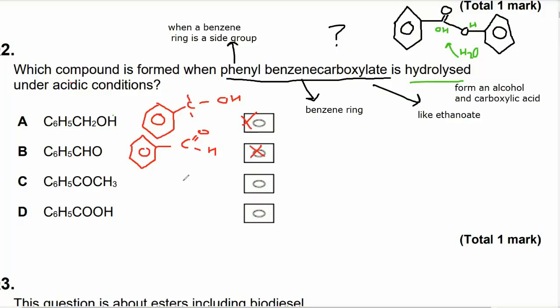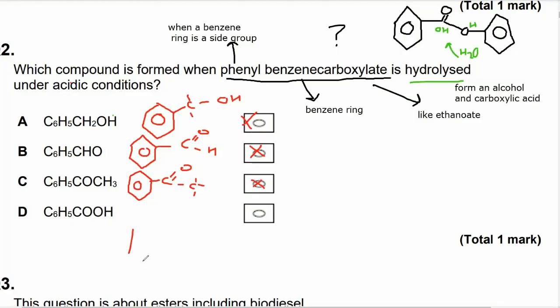And then we've got, what is this molecule? Well, this looks like a ketone. Do you notice it's got the carbonyl functional group, the CO, in between the methyl group and the benzene ring? So this looks like some sort of ketone. So again, this wouldn't be formed.